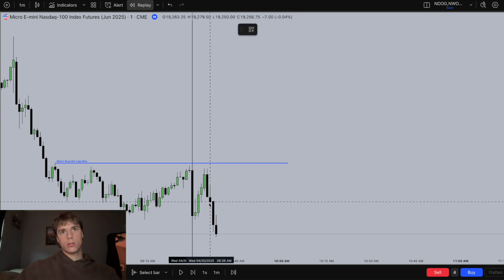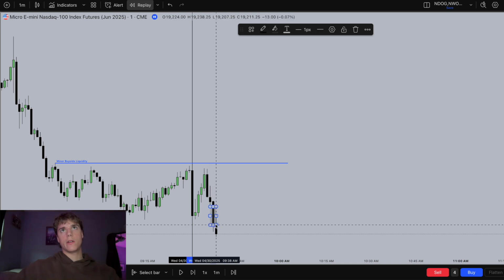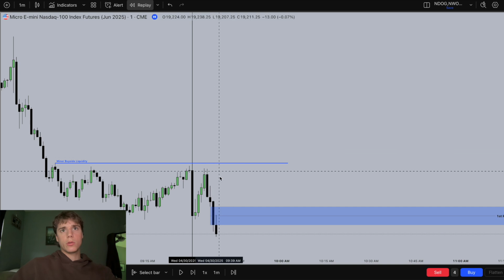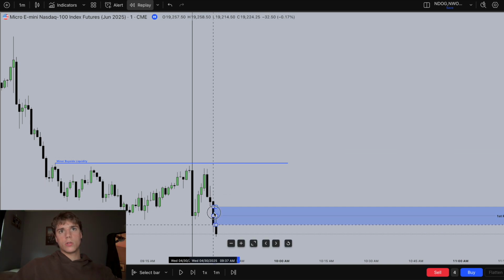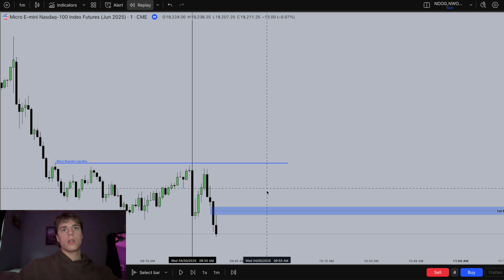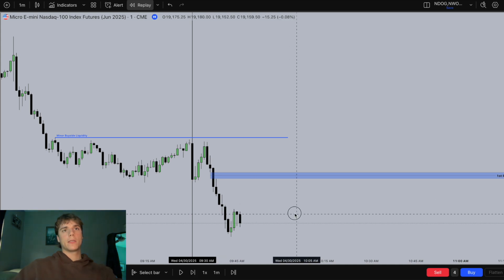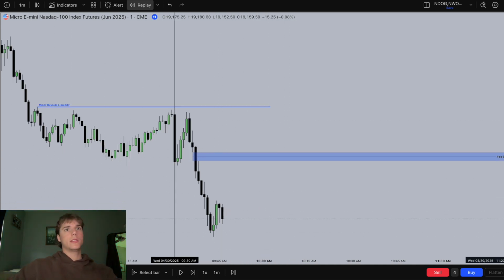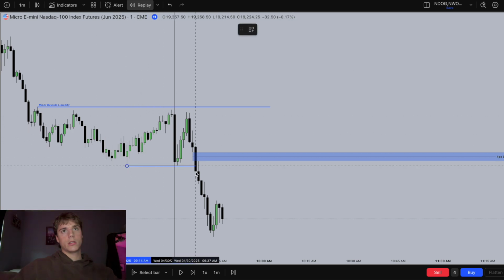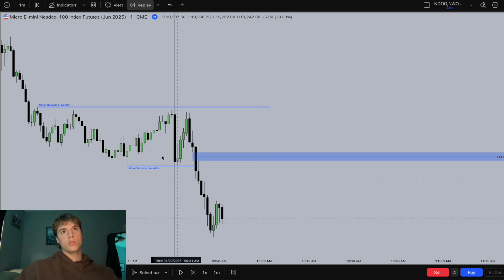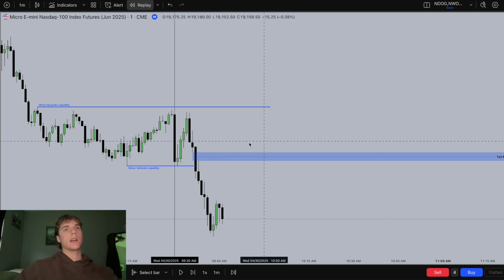So right here, we have our first presented fair value gap. Let's make it blue. First presented fair value gap, which is basically just going to be like a target for us, depending on what goes on in the morning. And then, so yeah, we just keep on moving down. We take out our minor sell side, which was right here. So now we are looking for some type of move to the upside that can take out these highs.